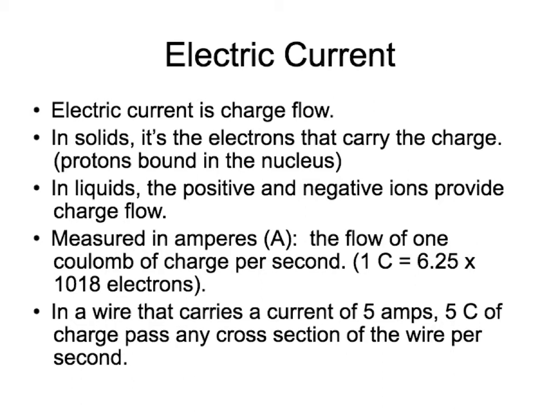In metals, the electrons are very free to move around, and so they're really good conductors. This is measured in amps. Conductance, or current, is measured in amps, and is the flow of 1 coulomb of charge per second. And again, remember that a coulomb is 6.25 times 10 to the 18th power electrons. So in a wire that carries a current of 5 amps, 5 coulombs of charge pass across a cross-sectional area of the wire per second.